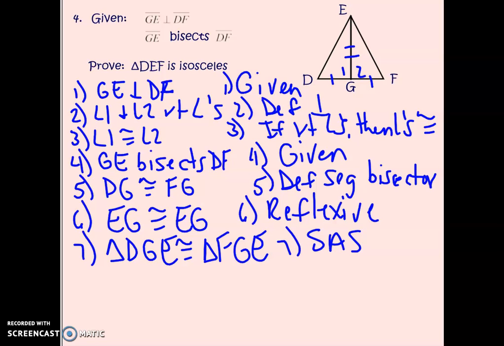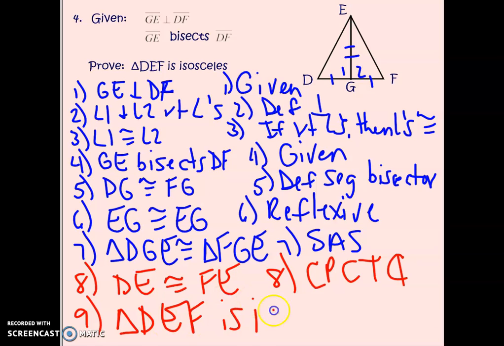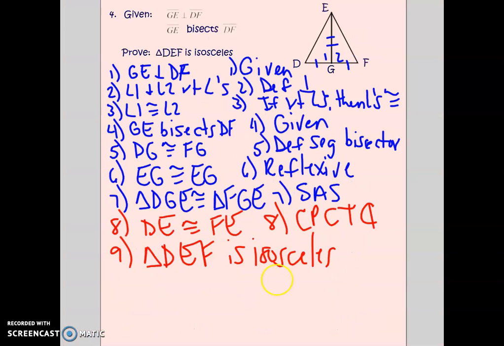Alright, so if I want to show that triangle DEF is isosceles, I need 2 congruent sides. So my congruent sides, after I've proven my triangles are congruent, are going to be segment DE congruent to segment FE. And those are my congruent parts. So that's my CPCTC, or if you prefer, you can use the definition of congruent triangles. And then our last step after that, because we have 2 congruent sides, we can say triangle DEF is isosceles. And that is our definition for isosceles triangle.